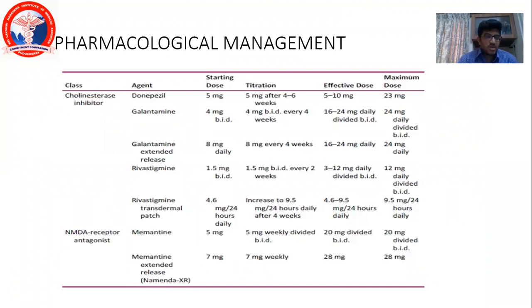So this is what I was talking about. Donepezil, the starting dose will be 5 mg. There will be titration of 5 mg after 4 to 6 weeks. The effective dose is 5 to 10 mg. The maximum dose is 23 mg, that is the extended release version of donepezil. And the NMDA receptor antagonist, memantine, is 5 mg. That is the starting dose, which we increase by 5 mg weekly, divided. So the effective dose will be 20 mg divided. Okay.